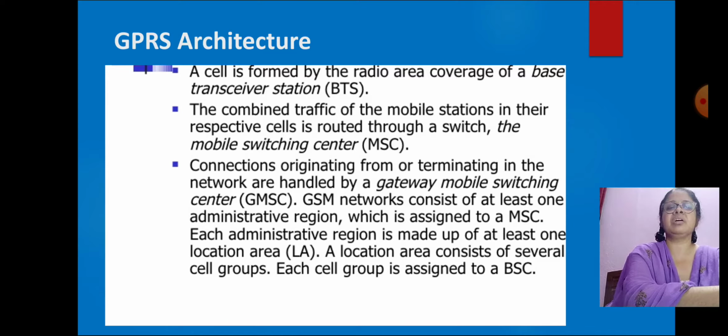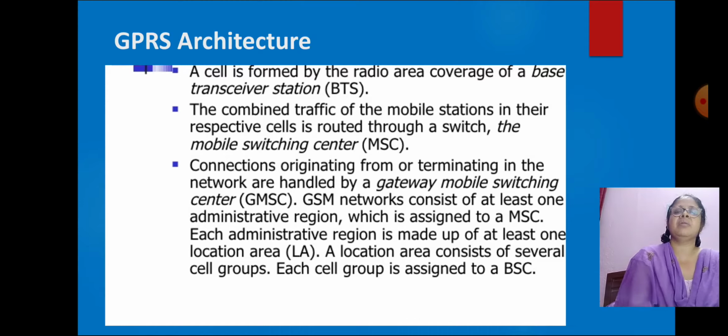A GSM network consists of at least one administrative region which is assigned to an MSC. Each administrative region is made up of at least one location area. A location area consists of several cell groups. Each cell group is assigned to a BSC.